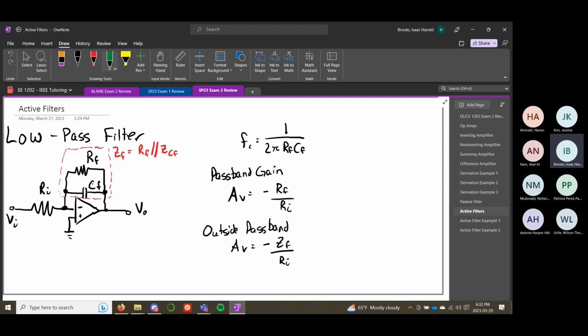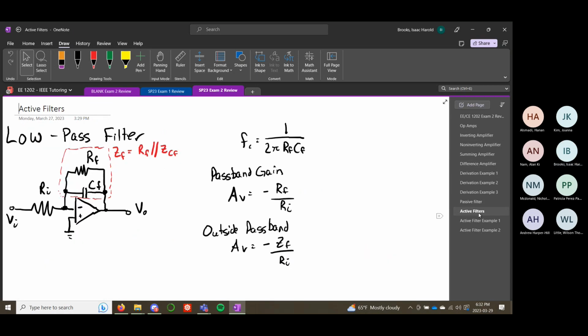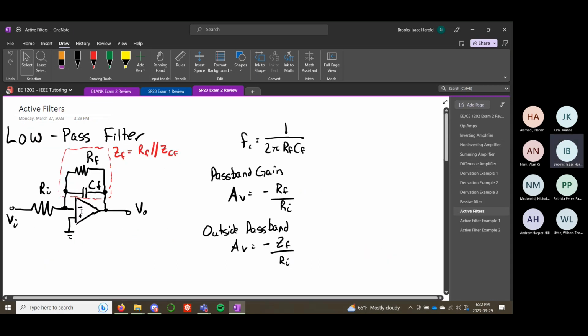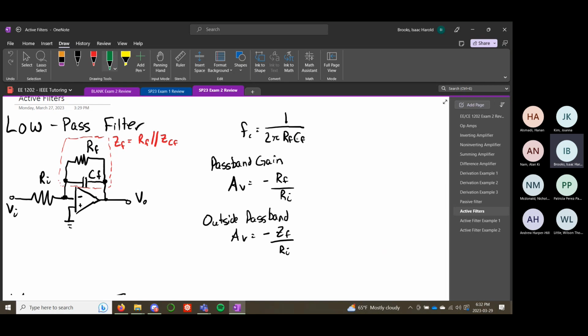We have a feedback capacitor. Otherwise, it's basically just the inverting amplifier configuration. If we look back at the inverting amplifier, we've got our input and our feedback resistor, and the negative input is on top. The only difference is this feedback capacitor turns this resistance into a complex impedance. Call that ZF, the feedback impedance. And that is just your RF in parallel with the impedance presented by that capacitor. So a cutoff frequency is 1 over 2 pi times RF CF.